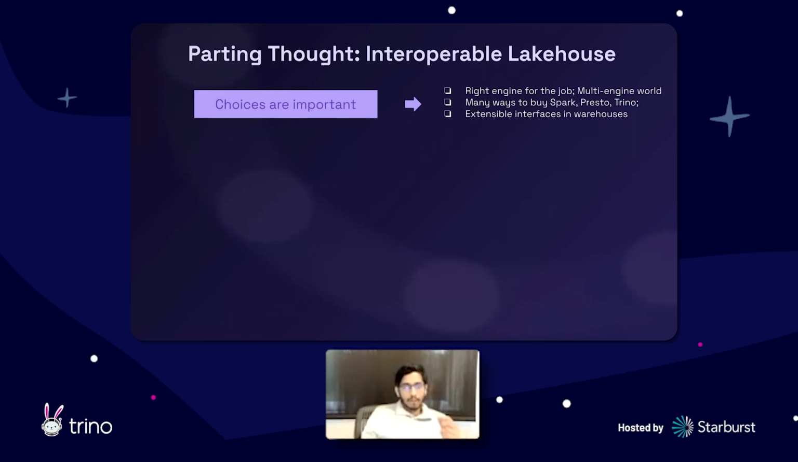So first of all, we live in a multi-engine world. Flink is optimized for streaming, Spark for batch, Trino or Presto for interactive analysis. That's the world that we live in, at least on the lake, right? And there are many ways to buy all these different engines. You can run them yourself, you can buy from a vendor, you can buy from a cloud provider. So you really have to plan for an interoperable kind of world.